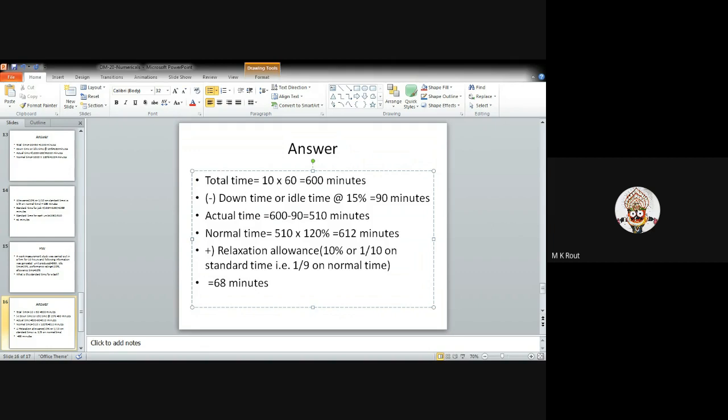No, it is in the formula. 1 by 9 on normal time, that is the formula. Is it clear? Do not compare with the previous formula. This is a new type, a new variant of numericals. Is it clear? Okay, moving to next one.